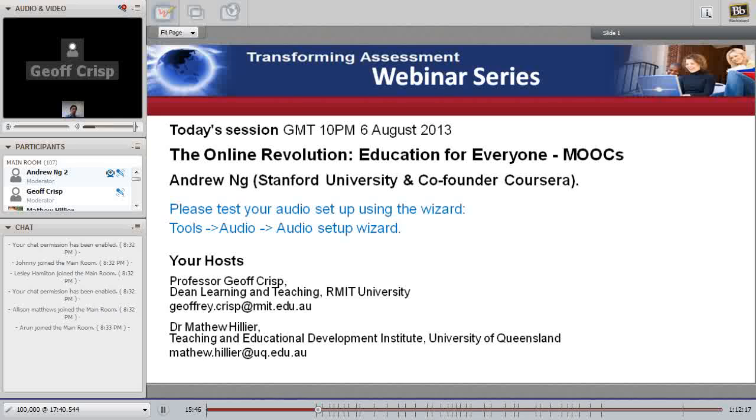Today we have a very special guest, that's Andrew Ng, who's the director of the Stanford Artificial Intelligence Lab, Stanford University, and also co-founder of Coursera. And of course we're very pleased that Andrew's been able to be with us today. Andrew is obviously very well known throughout the world, both for his research work in artificial intelligence and also for the work on MOOCs and the open education area. So Andrew, I shall hand over to you now to do the presentation.